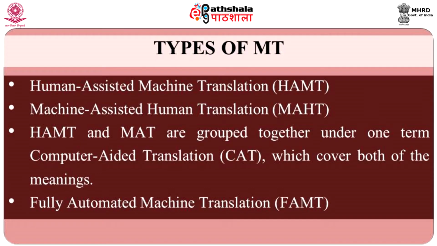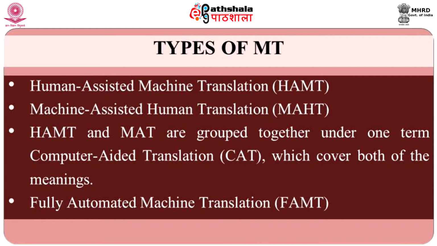Machine translation can be classified into several types. One is human-assisted machine translation, that is HAMT. This is a style of translation in which computer systems do most of the translation, appealing in case of difficulty to a human for help. It involves the help of a human to pre-edit the source language text before being fed to the computer for translating into a target language.